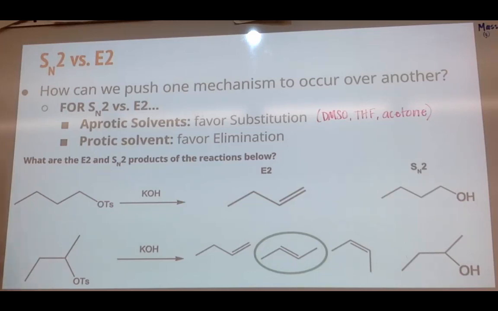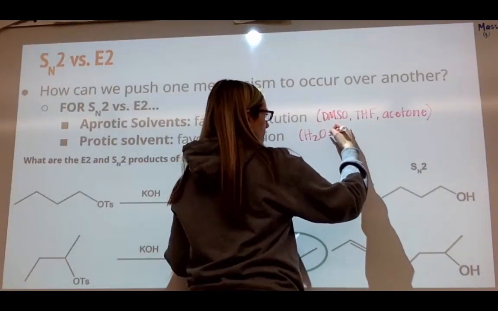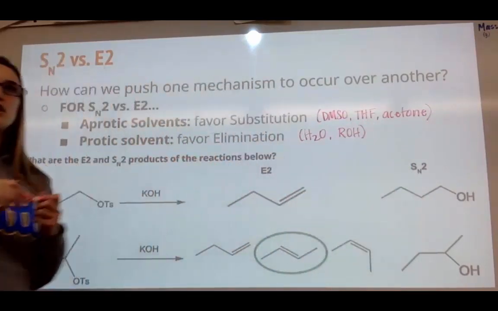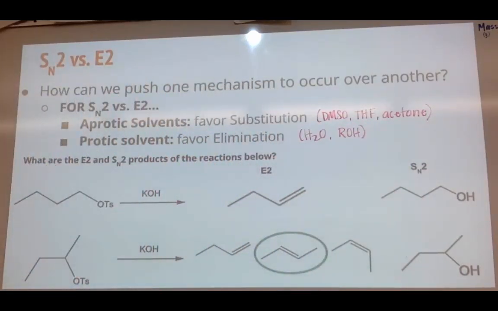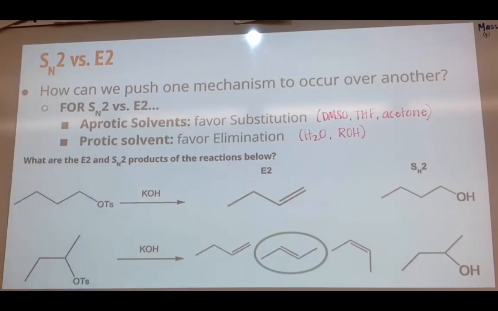If you want to favor elimination, we want to use a protic solvent. Most common protic solvents that we see are water and then some sort of alcohol. I'm just going to put ROH. Methanol, ethanol. Remember, EtOH is just shorthand for ethanol. Those are common protic solvents that we see. Protic solvents can hydrogen bond. Aprotic cannot. So if we vary the solvent that we use, we can actually push one over another.